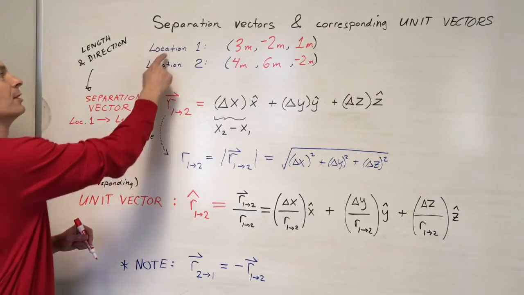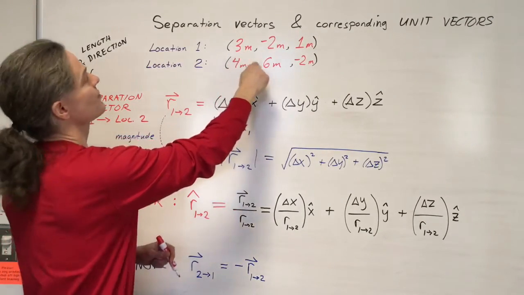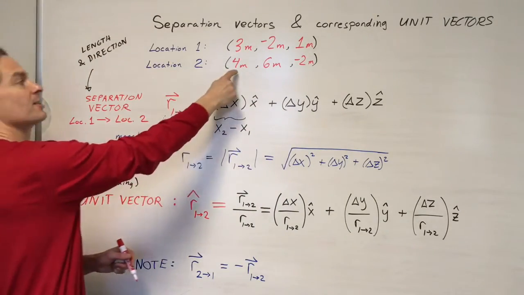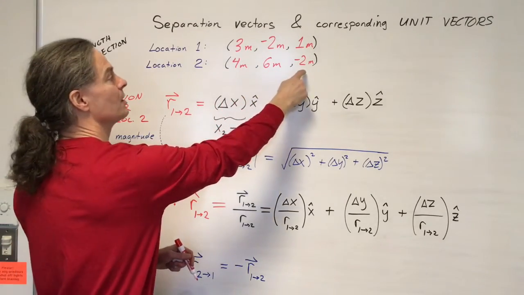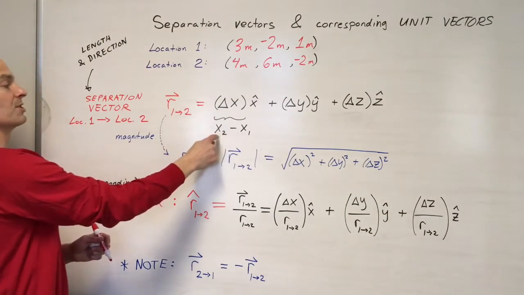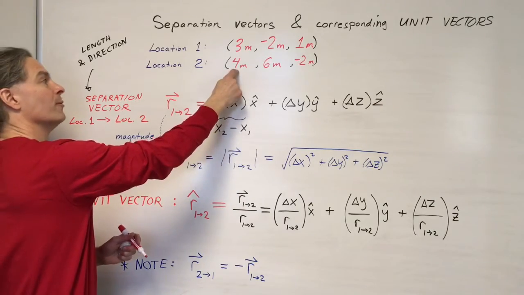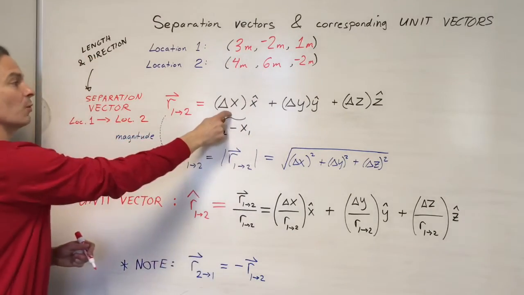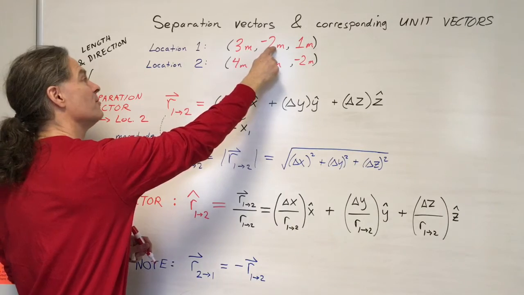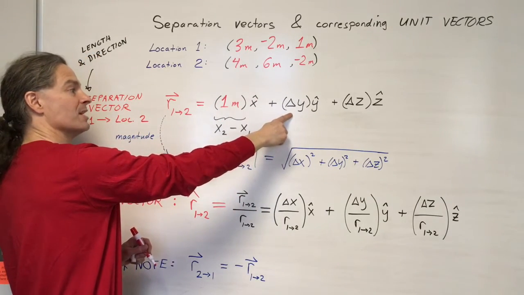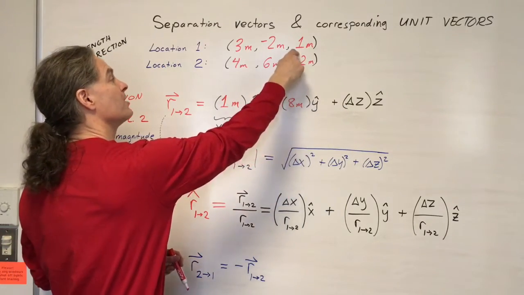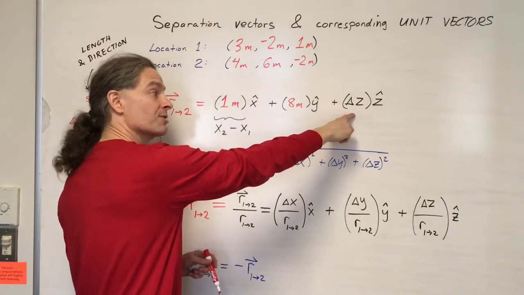In this example, let's imagine that location 1 has x coordinate of 3 meters, y-coordinate of -2 meters, and a z-coordinate of 1 meter, and that location 2 is specified by x equals 4 meters, y equals 6 meters, and z equals -2 meters. We can now construct the separation vector. Delta x, which is x2 minus x1, will have 4 meters minus 3 meters. That'll give us 1 meter. Delta y is 6 meters minus a -2 meters. That will give us 8 meters. And delta z is -2 meters minus 1 meter. That gives us -3 meters.